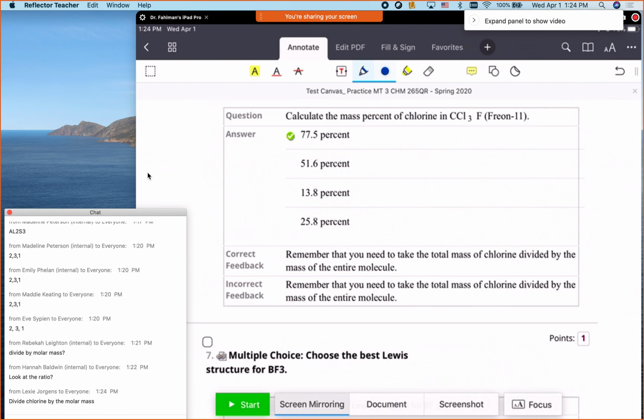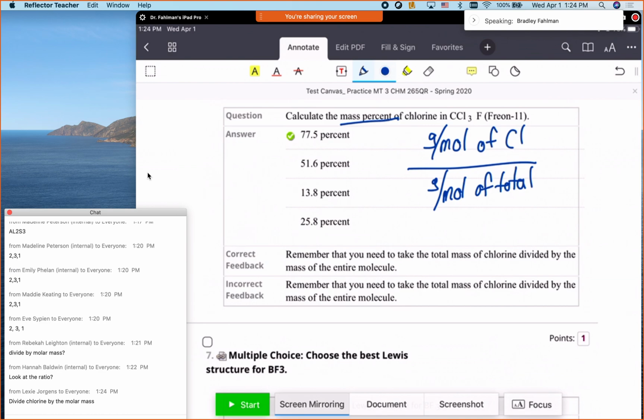Yeah, so this is really saying, so it's mass percent. So we want to just know really the molar mass, or the grams per mole of all the chlorine content divided by the grams per mole of the total compound. And so there are 3 chlorines in that compound. So all you're going to do is just take the molar mass of one chlorine, it's from the periodic table, times 3, divided by the total of that whole compound.